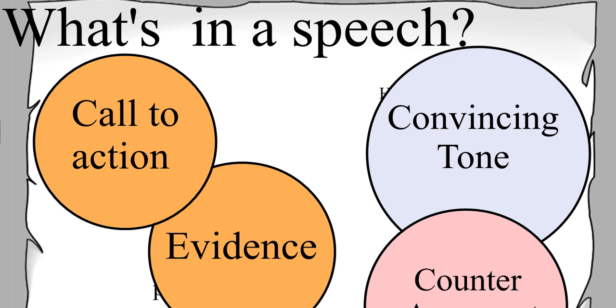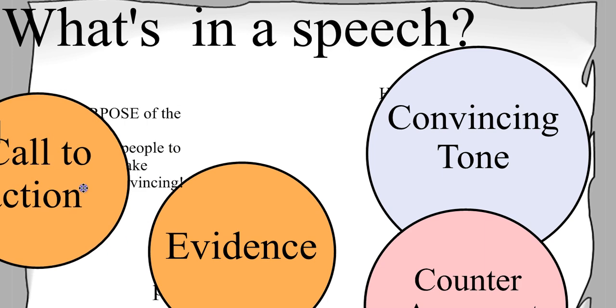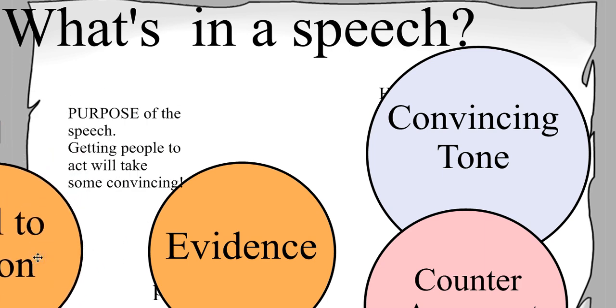What's in a speech? Let's look at the 4 items here. Call to action. It must have a purpose. Your speech must have a purpose. What is your purpose of the speech? We're getting people to act, and it's going to take some convincing. You need to use convincing words.